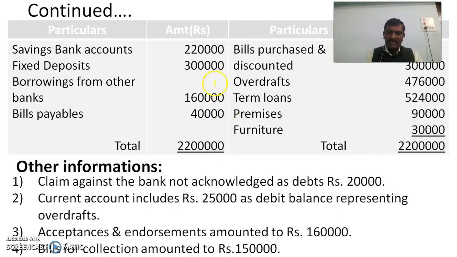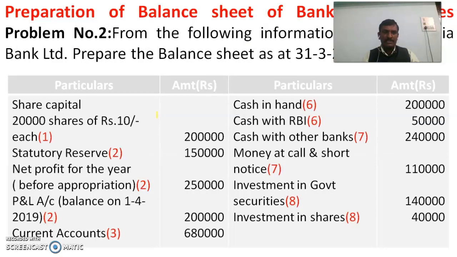So based on this information, now first of all we have to make the bifurcation of the items as per the schedules. We first bifurcate which item comes under the relevant schedule, and after that we have to prepare the schedules. So after preparing the schedules, we can prepare the balance sheet of the bank. So now let me take a glance on the segregation of the items as per schedule here.